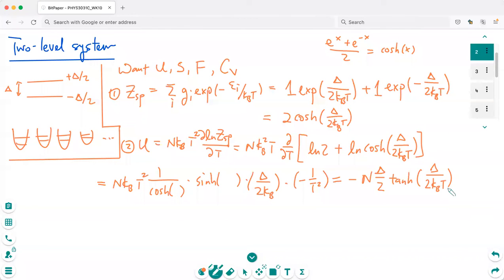So dimension, if you check the unit, it has to be dimensionally correct too. As I say, delta is a separation between the energy. So this takes the unit of the energy, and tangent is dimensionless. N is a number. So this is correct. This is the energy. Okay, and then you keep on doing the 3 and the 4. The 3 being the entropy, and 4 being the Helmholtz function. So you can do it yourself.